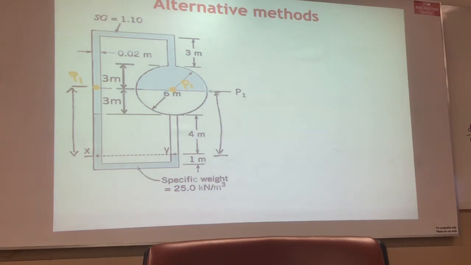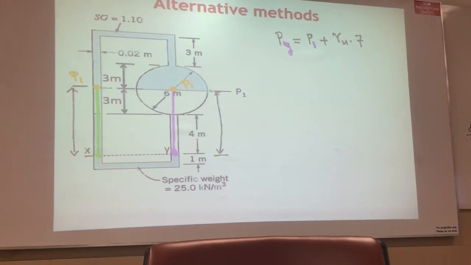Then I can say the pressure from here to here. I choose this point, right? The pressure from here to here is equivalent to the pressure from here to here. That's the same. Then I can say this is Py, right? Py becomes P1 plus, this is the unknown fluid, gamma u times 7.